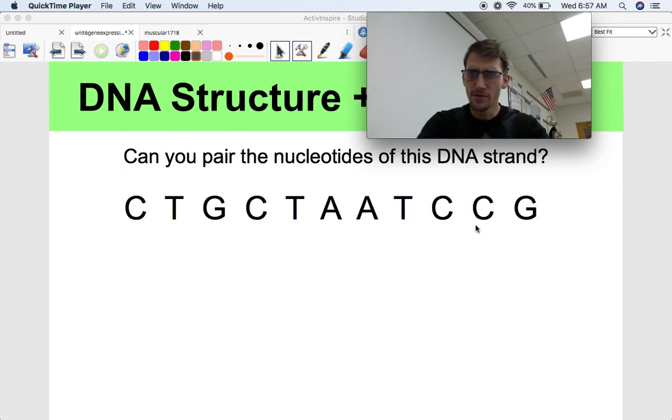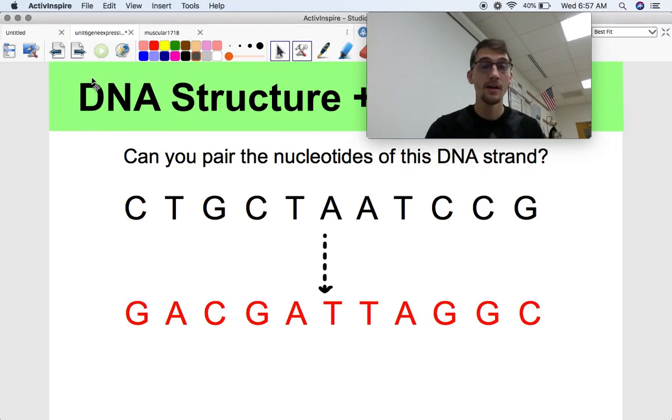I'm not showing you the other strand, but I bet you can figure it out if you know your base pairing rules. Car goes in the garage, apple goes in the tree, right? So pause if you want to try it yourself, but if not, I'm going to press on here. All right, so here's what the other strand would look like.